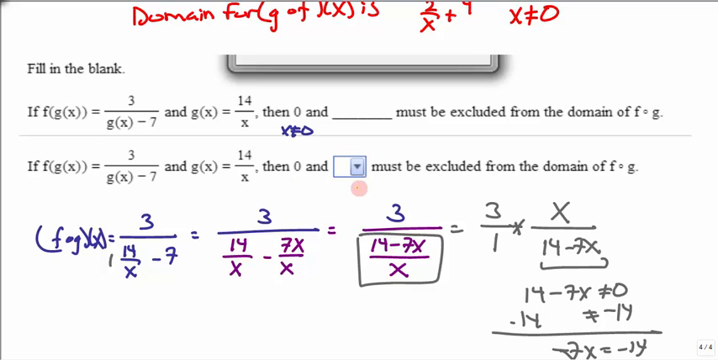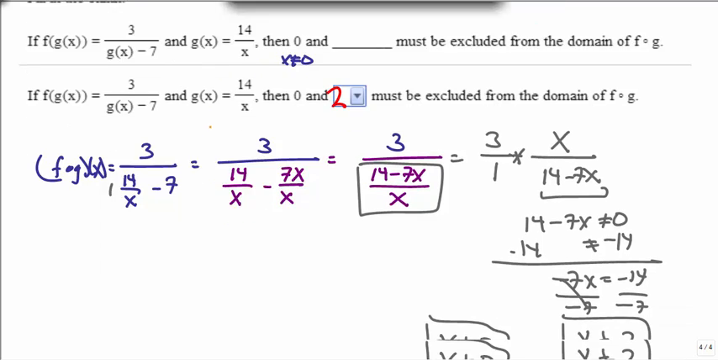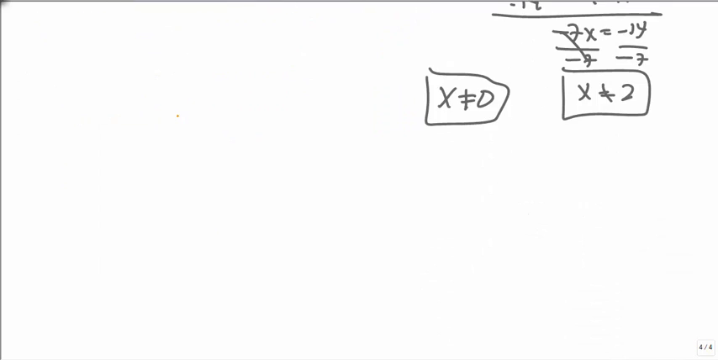So my second value here, it says if f of g of x is equal to this function, then 0 and, actually we don't even need to put in the x equal here, so in our box, then 0 and 2 must be excluded from the domain. So that's the type of problems that you'll see running into this in your MyMathLab.